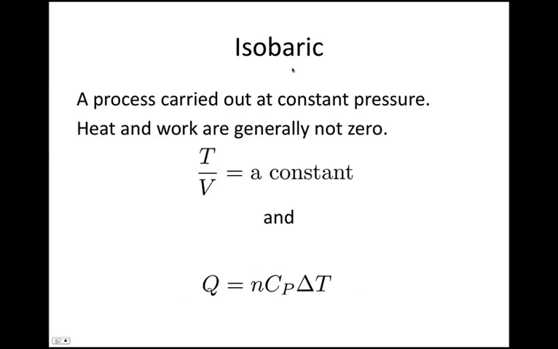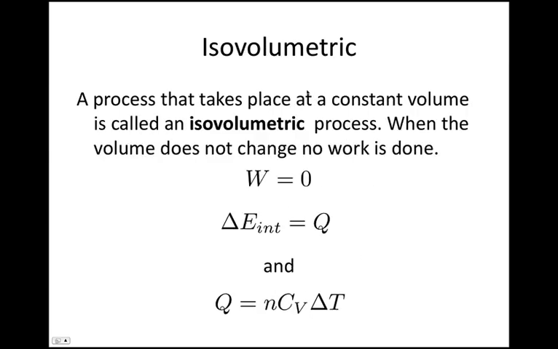An isobaric process is a process carried out at constant pressure. Heat and work are generally not zero. In this case, the ideal gas law tells us that T on V is constant, and we saw in the last lecture that the heat transferred into the system is given by n Cp delta T. An isovolumetric process is one that takes place at constant volume. When the volume does not change, no work is done. So work is equal to zero, and so the change in internal energy from the first law of thermodynamics is just equal to the heat flow. And we saw last lecture that the heat flow is equal to n Cv delta T.